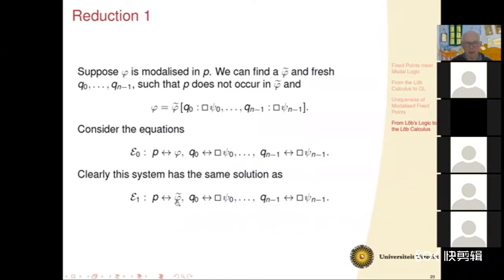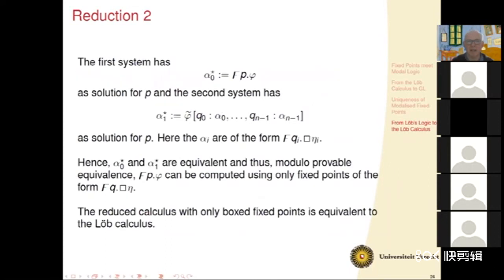If you think about the algorithm, we substitute phi tilde for P in the QIs, and then solve these things in steps. First we solve this, then we solve the second. But now you see that we are only solving equations of the form QI if and only if box something. So we are only solving equations of a very specific form, and that's precisely what we need.